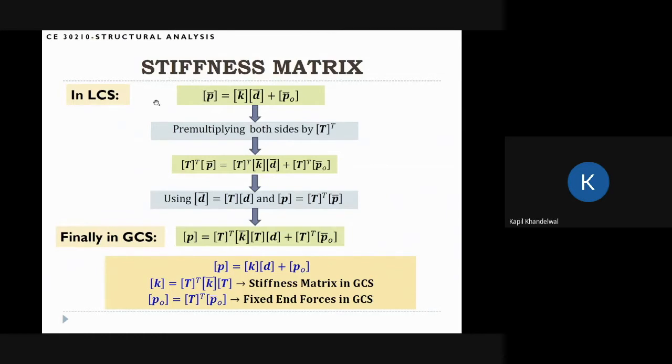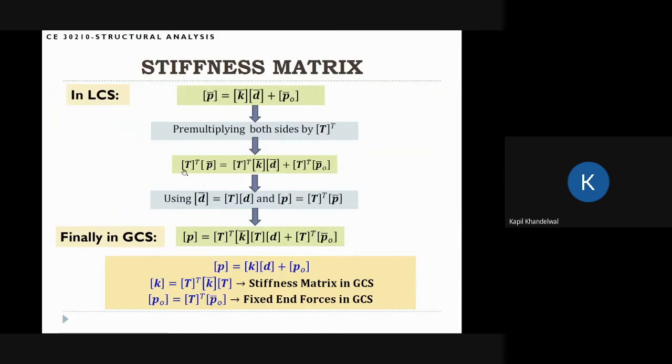So in the local coordinate system, this is just a beam element, equilibrium for the beam element. Okay. Now we want to convert this to a frame element. So first what we do is we pre-multiply both sides by T transpose. So I put T transpose on both sides, and we get this expression here. And then finally, we want to get rid of D bar here, so I'm going to use D bar is equal to T times D. And we can see that T transpose P bar is nothing but P. So we are going to use this expression here.